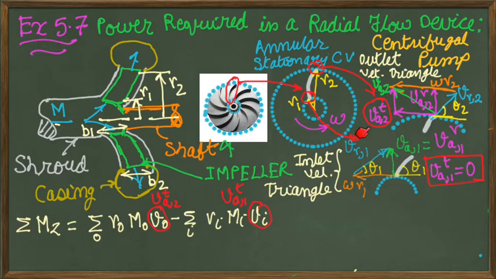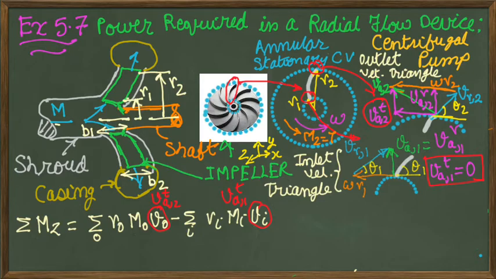These are the terms which are of major interest while applying the equation. The product of these two is the tangential momentum flow rate at the outlet, and this is the tangential momentum flow rate at the inlet. When you multiply by R2 here and R1 here, you take the moment of tangential momentum flow rate at the outlet and at the inlet.